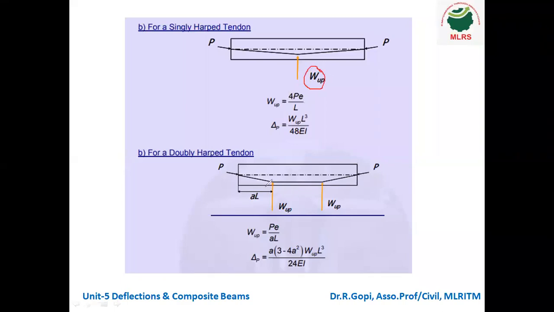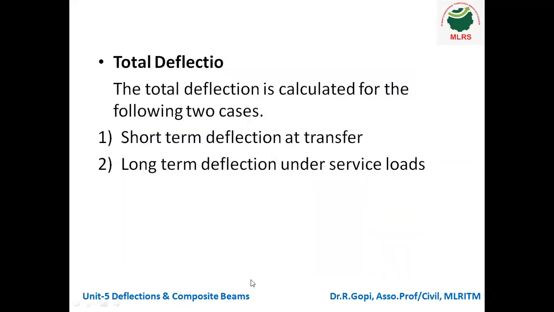Next, in case of double point loads acting, the W upward formula is PE divided by aL, where aL is the distance of the point load from the support. Next, deflection due to prestressing force: maximum deflection is equal to a into 3 minus 4a square into W upward L cube divided by 24 EI. Students, please remember these formulas are not available in IS code. You have to remember them.